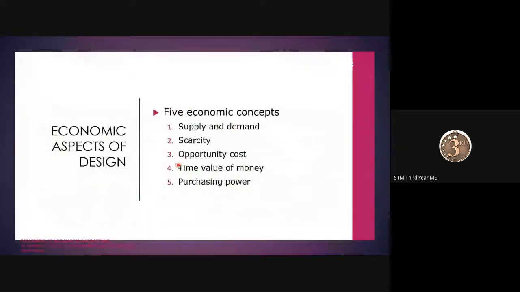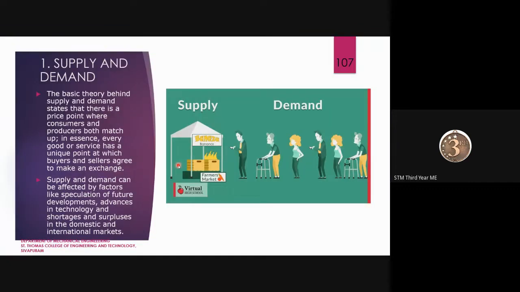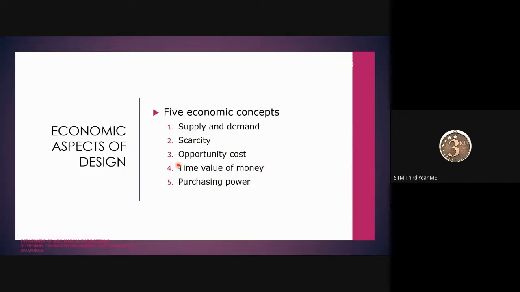Okay, next, some of the economic aspects of design. So what are some of the economic aspects? So how do economic factors affect the product design? So there are basically five types of economic concepts. The first one is supply and demand. Second is scarcity. Third is opportunity cost. Fourth is the time value of money. Fifth one is purchasing power. So what is supply and demand? So these are economic factors affecting design.